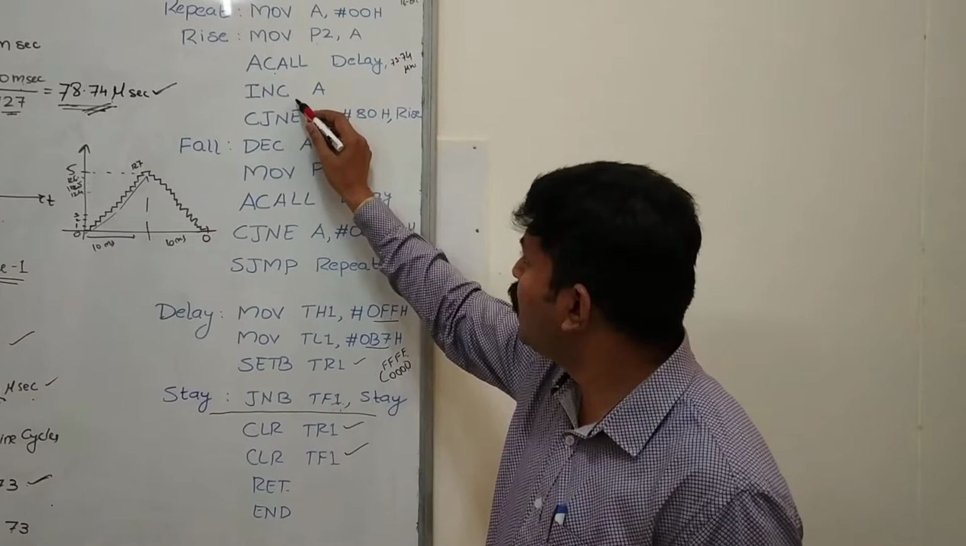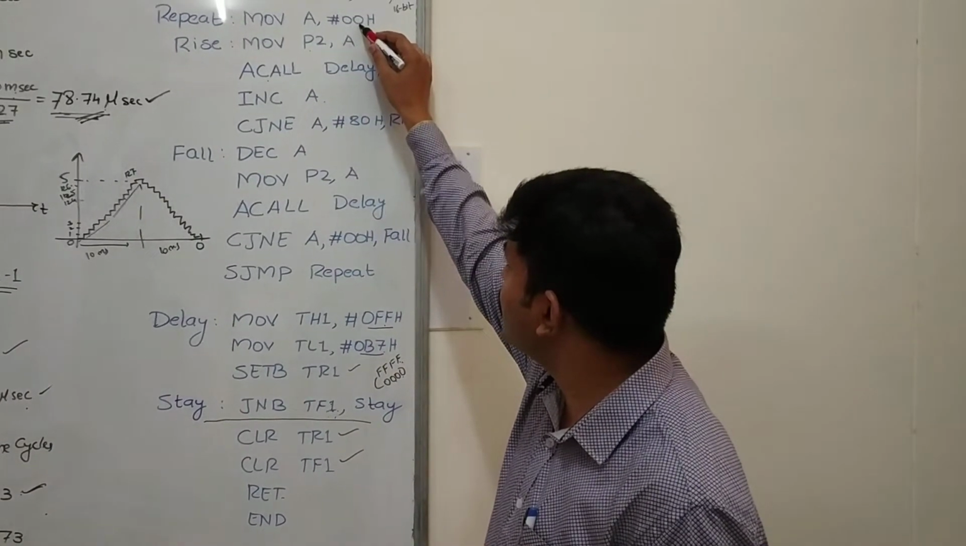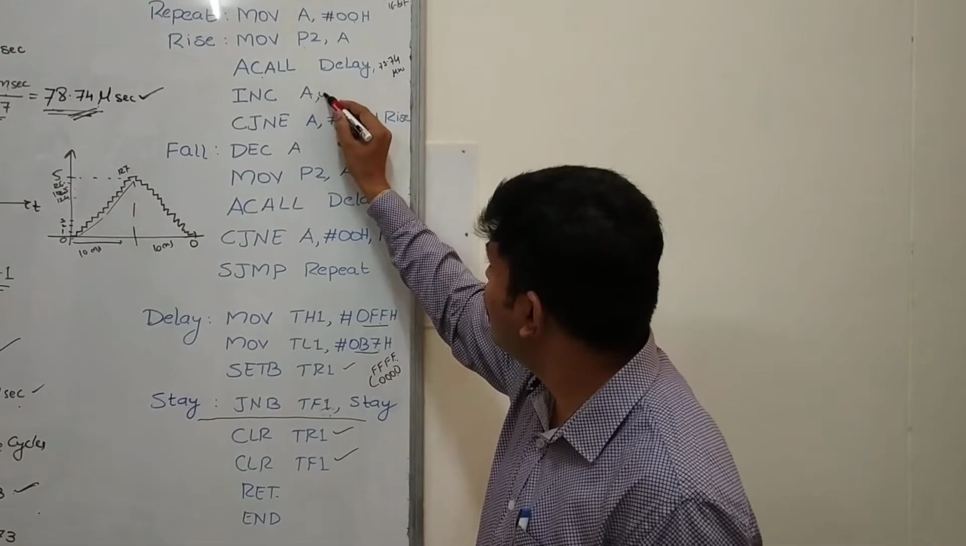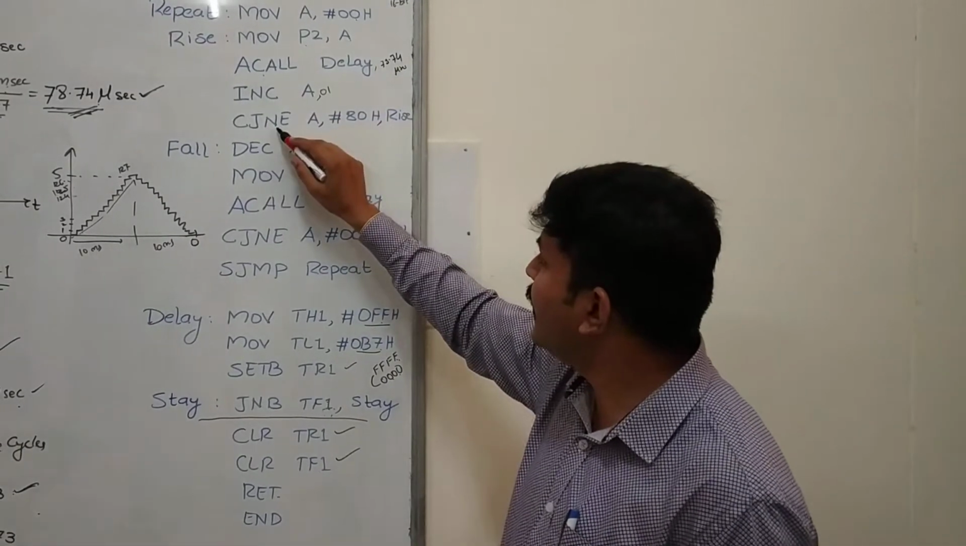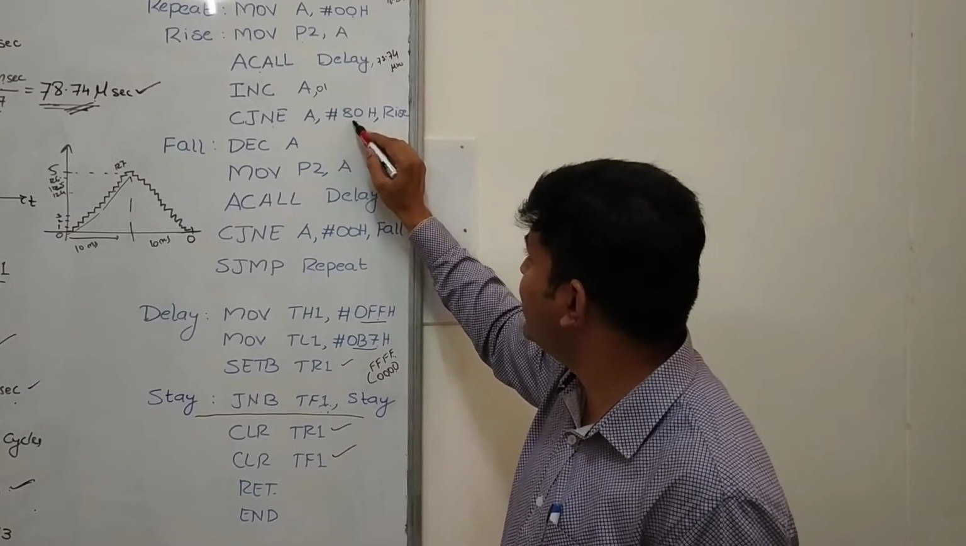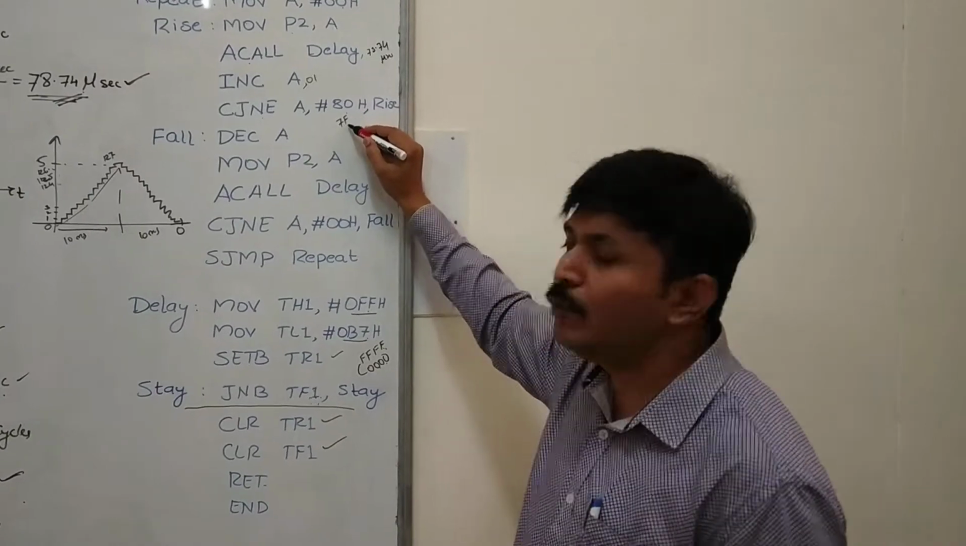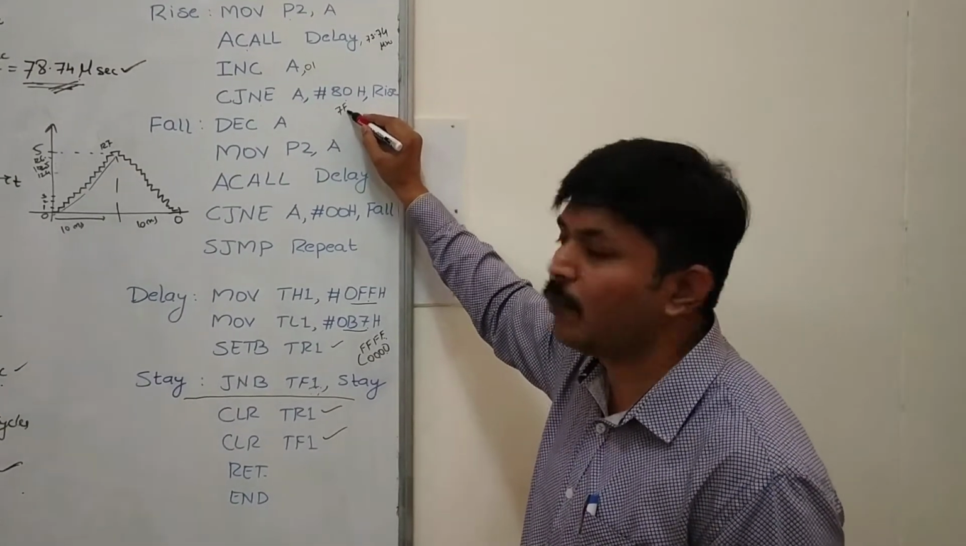So here what I'm doing is incrementing the accumulator. The accumulator contents were 00, now it will become 01. Then I'll compare the accumulator contents with 7FH. This 7FH is the maximum I need to count to reach 5 volts.